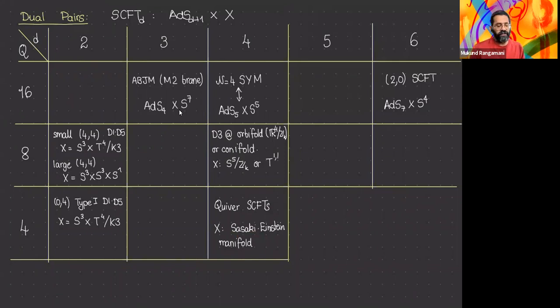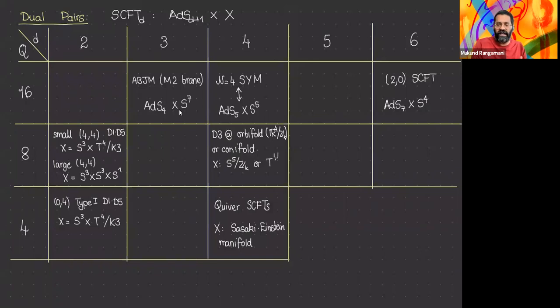So Sasaki-Einstein manifold, I'll give you a hand-waving definition. It's a manifold which is Einstein. It's 5-dimensional. Let's say it's a 5-dimensional Sasaki-Einstein manifold. It's Einstein with an additional structure, the Sasaki structure, such that if you look at the cone over this geometry, the cone over this geometry is Calabi-Yau. It has SU(3) holonomy. Okay.